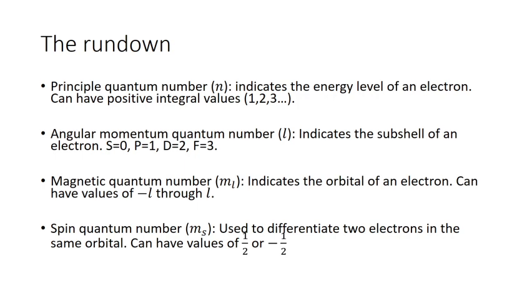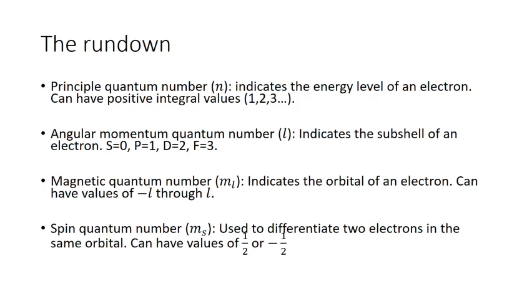Essentially, we've got a principal quantum number, n, that is designating the energy level of an electron. It can have positive integral values 1 through, well, right now 7, because that's how many energy levels are available currently. The next one is the angular momentum quantum number, L. It indicates the subshell of an electron, and it can have values of 0, 1, 2, 3.